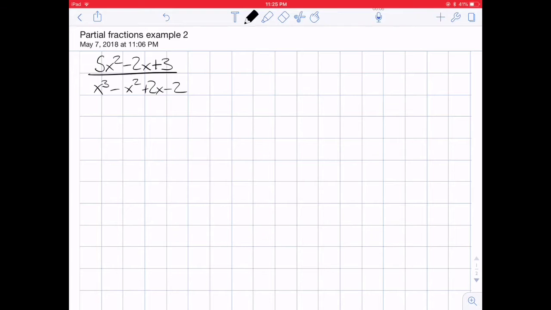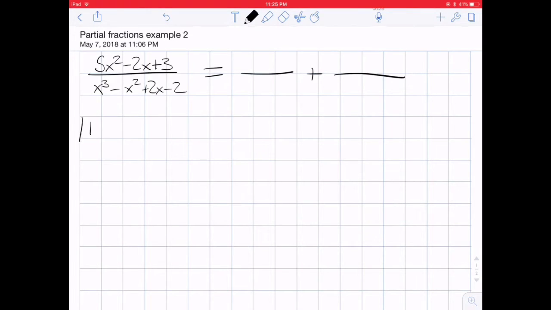Let's do some math. I'm going to walk through another example of doing partial fraction decomposition, this time with something a little bit more complicated. The goal is still to take this rational expression and break it up into two fractions.